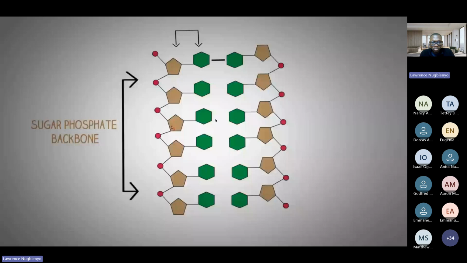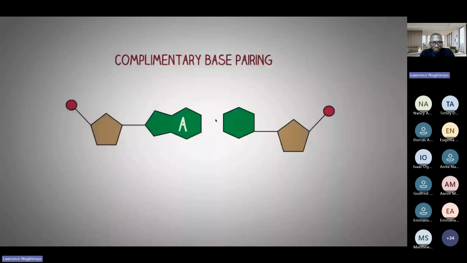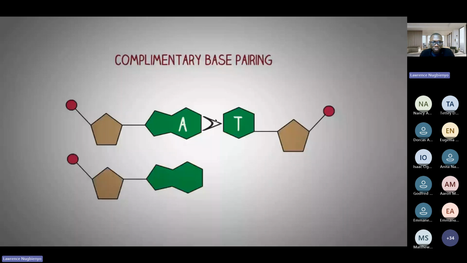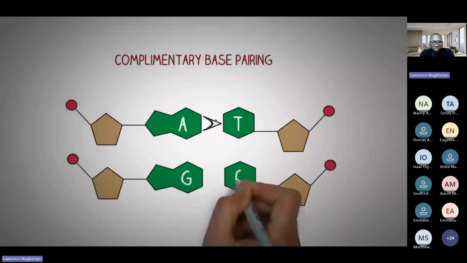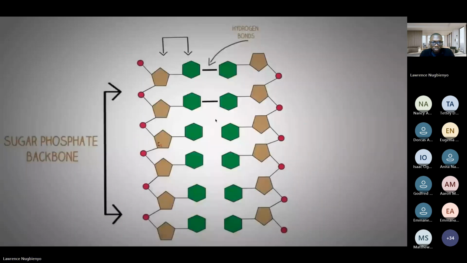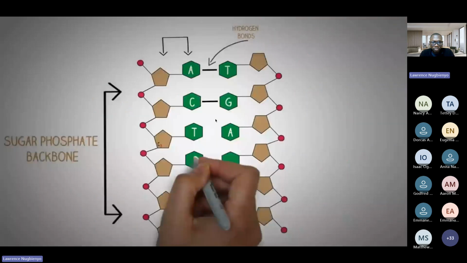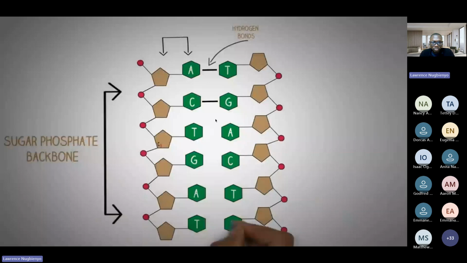Now here comes the role of complementary base pairing. Complementary base pairing says that only adenine forms a hydrogen bond with thymine and only guanine forms a hydrogen bond with cytosine. Now, this is a universal rule that is applied in the structure of DNA. So here you can see adenine forms a hydrogen bond with thymine, and similarly thymine forms a hydrogen bond with only adenine. In a similar case, guanine forms a hydrogen bond with cytosine and vice versa.